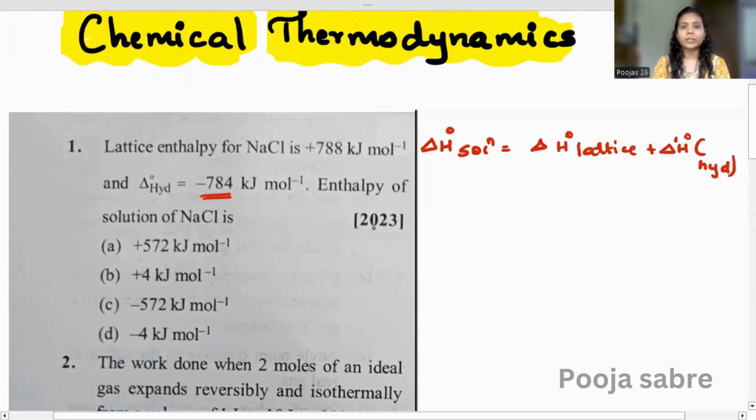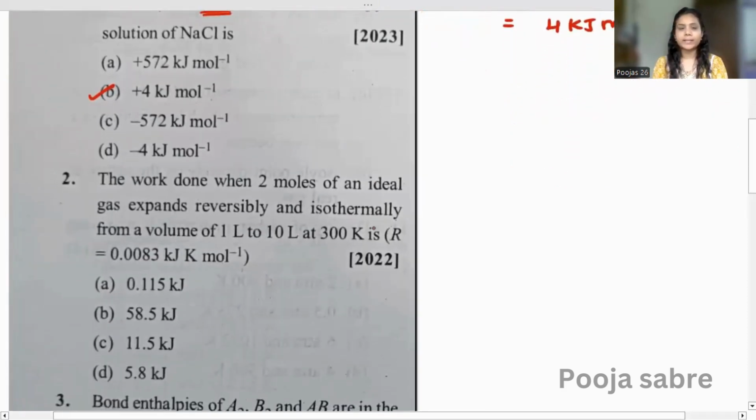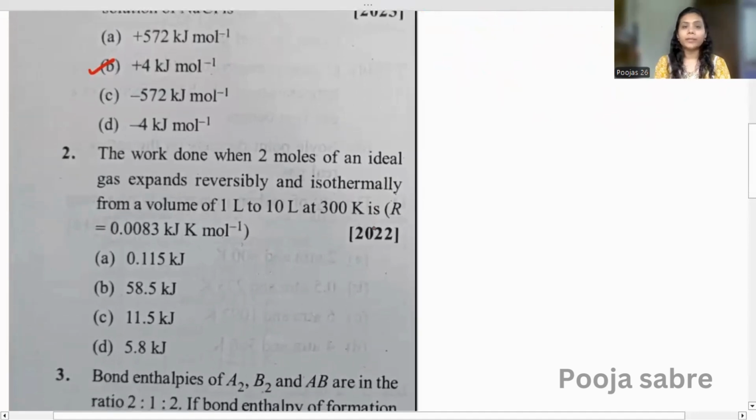Okay, how much is it? It is equal to plus 788, plus minus 784. On calculating, we are getting 4 kilojoule per mole as the answer for the enthalpy of solution of NaCl. So which is the correct option? It is B. Clear?